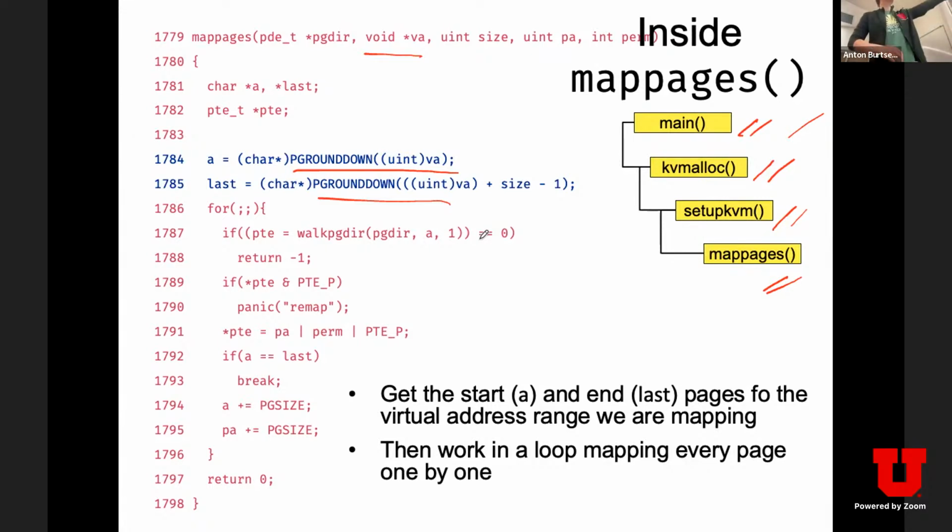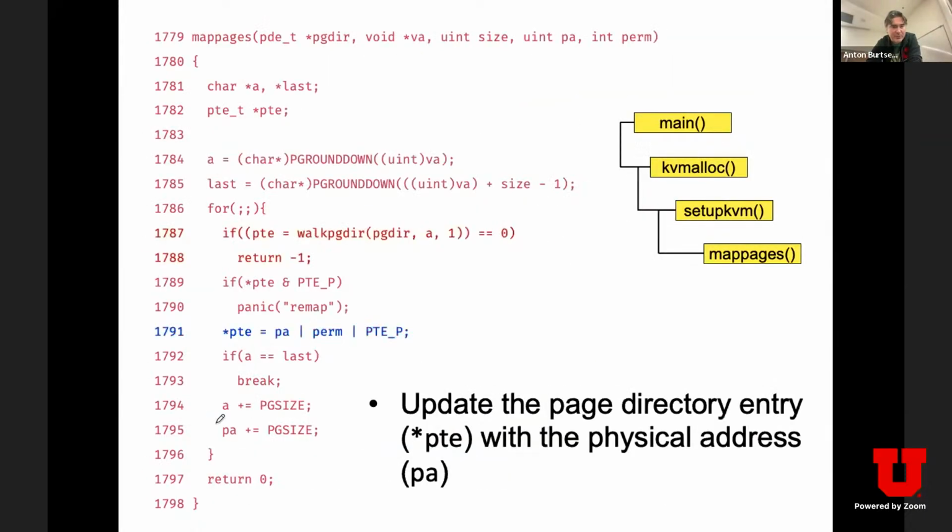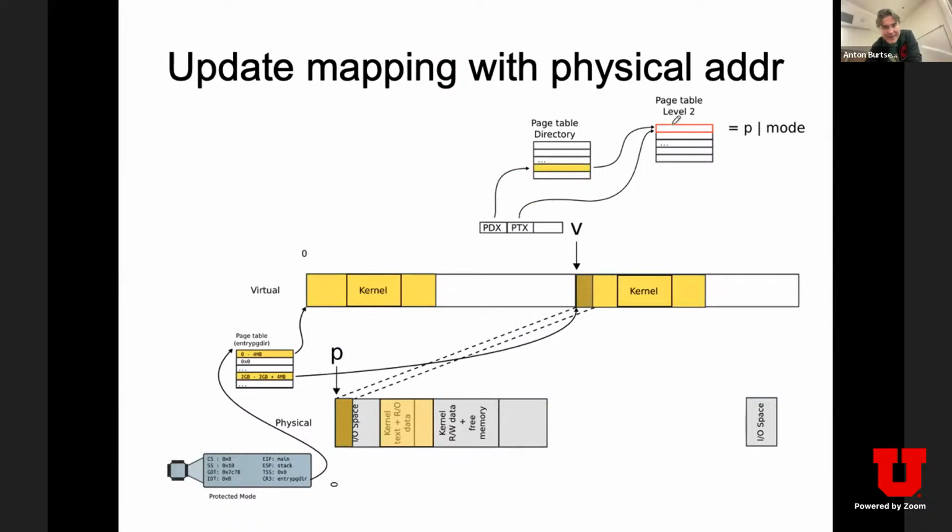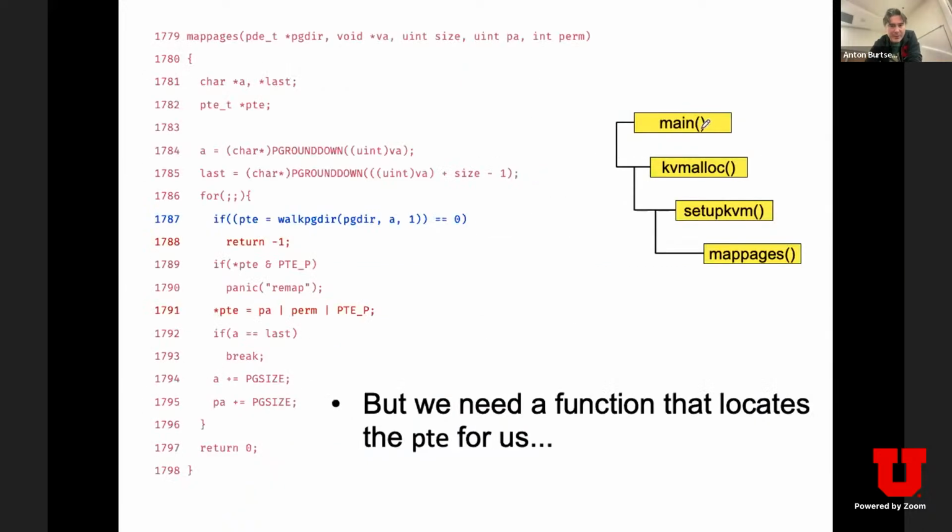So the loop conceptually is simple. We have this function which does the walk page table directory, and the goal is also simple. We write the physical address into this PT entry with permission bits and the present bit, and it will increment both virtual address a and physical address pa by one page. So again, very simple code. Let's take a look at how we construct this walk page table directory. This line updates the page table directory entry with the physical address and permission bits, essentially writing right here. So that's not super surprising.